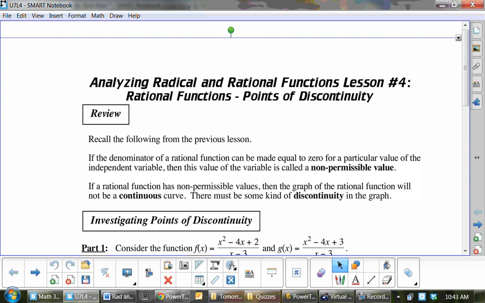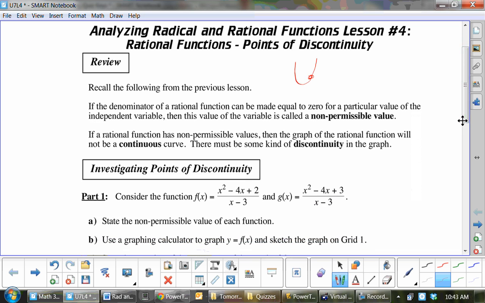Now, a point of discontinuity just looks like this. Okay? To be discontinuous means, hey, that's not continuous. So there's a break in the chain. There is a hole in the graph. That's simple. So we have to find out today, is it a hole in the graph or is it an asymptote? And that comes from factoring both the top and the bottom.